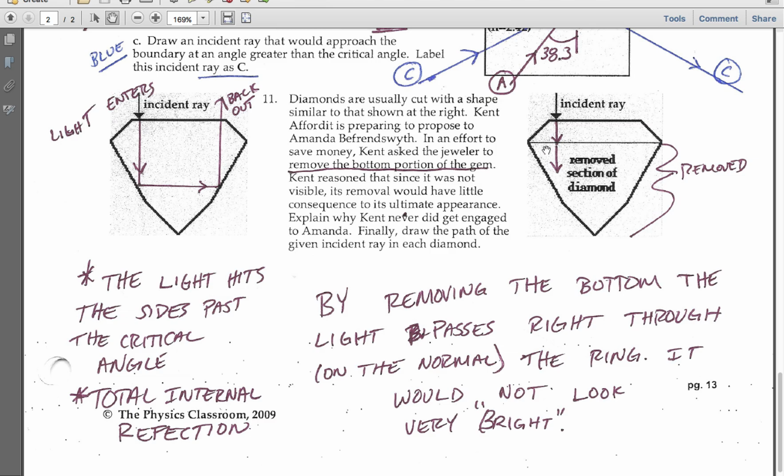The only light that might be actually reflecting would be light entering here at a side angle, hitting this boundary, and then reflecting back out, where this properly cut, all of the light is being reflected out. So by removing the bottom, the ring isn't going to look as sparkly, it's not going to look as bright. It might be a much larger diamond, but it's not going to sparkle and therefore not draw attention.